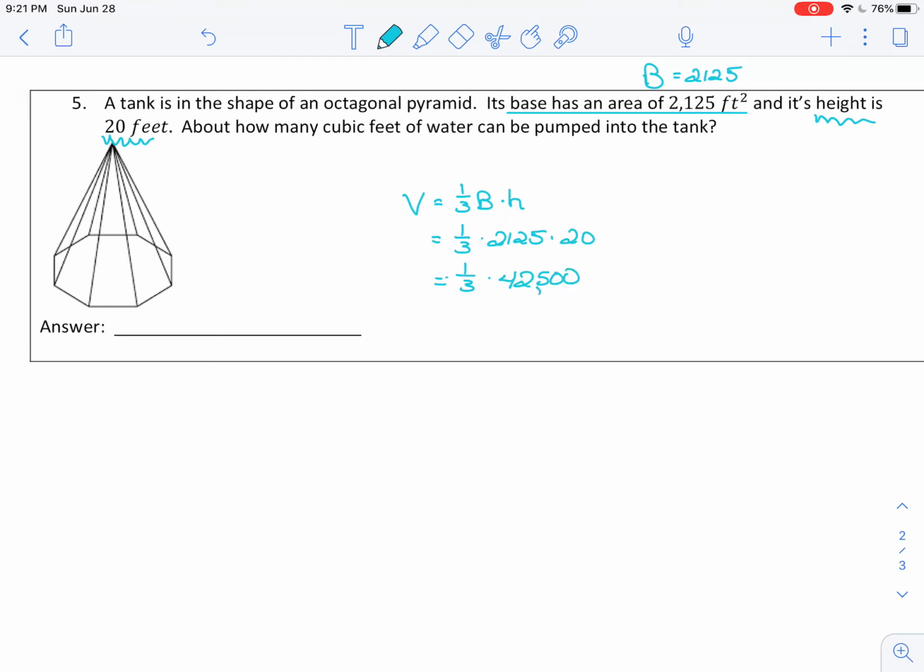42,500. I'm going to divide that by 3. This is the first one that we've had in these notes where this number can't nicely be divided by 3. So I got 14,166.6666666666666666666. So here's the thing.